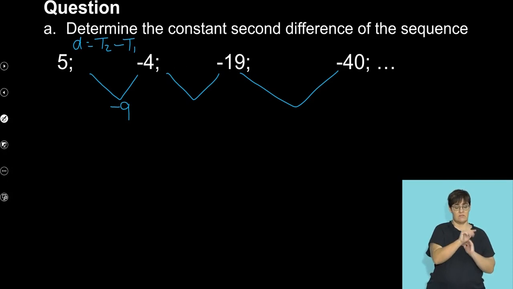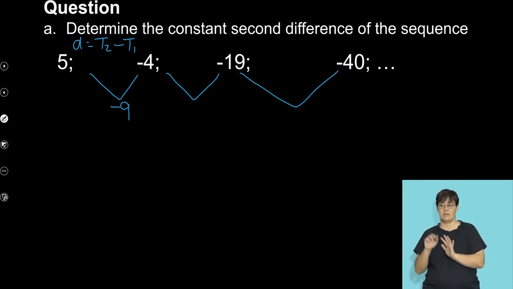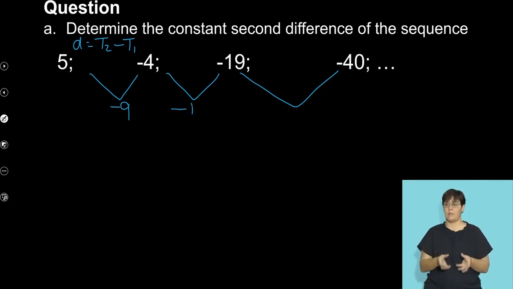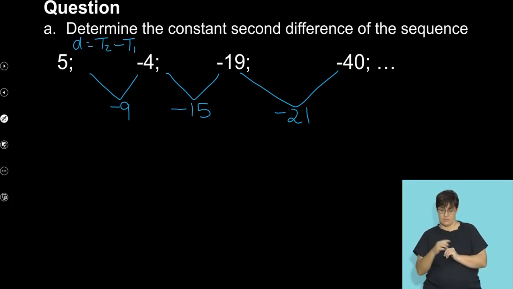Then moving on to the difference between -4 and -19. If you substitute into your D formula, you will get that there's a difference of -15. Moving on, if I want to see what the difference is between -19 and -40, I can see that there is a difference of -21 because -19 minus 21 is equal to -40.